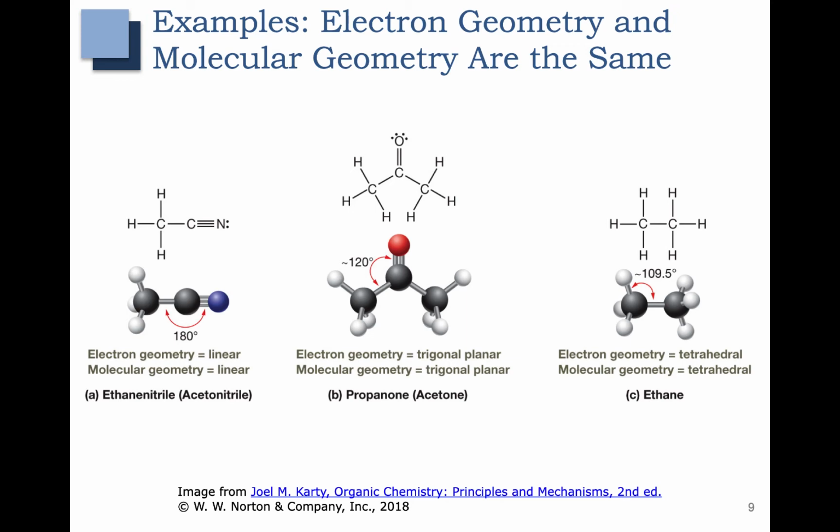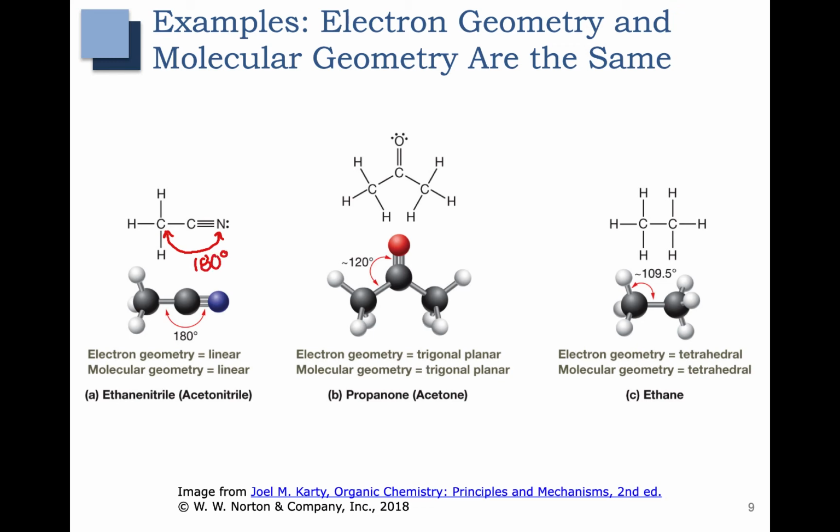In this first example, we're looking at the geometry about the central carbon here. So effectively, we're looking at the carbon-carbon-nitrogen geometry. We have 2 electron groups attached to the carbon, a single bond and a triple bond, and neither of those are lone pairs, so both the electron geometry and the molecular geometry is considered to be linear. Linear geometry means that we have a 180-degree angle between those groups.